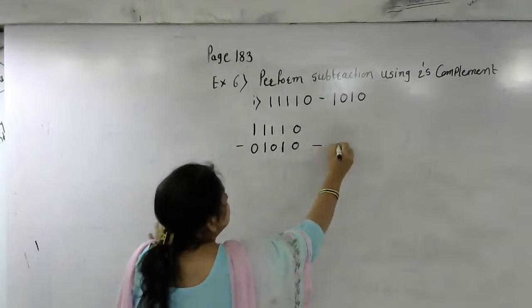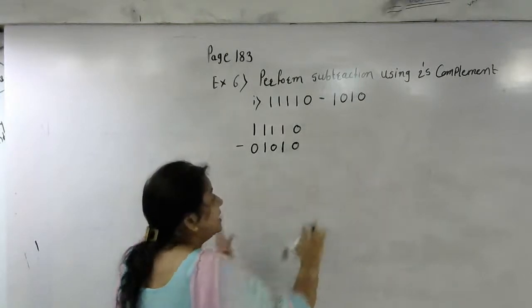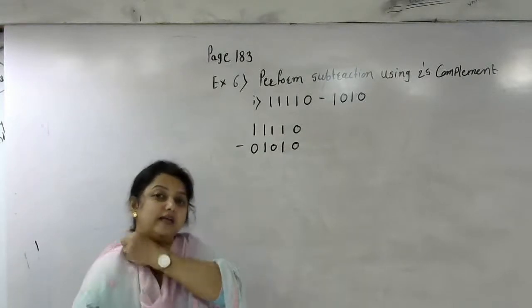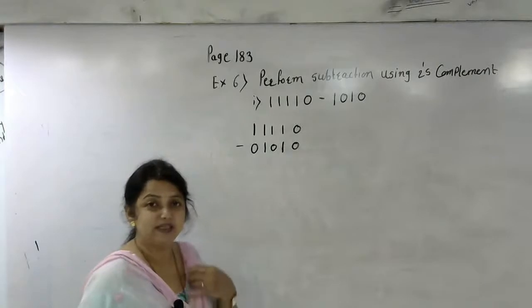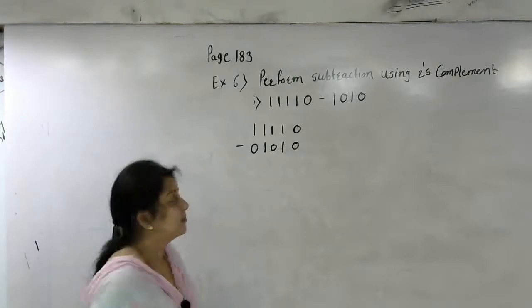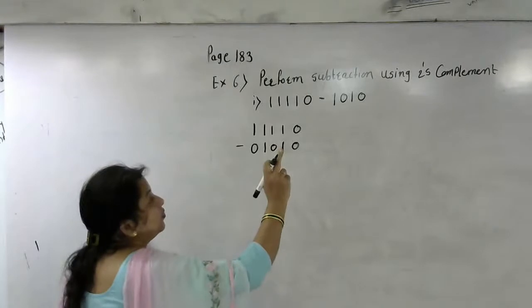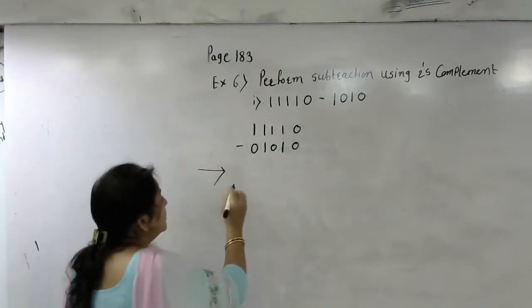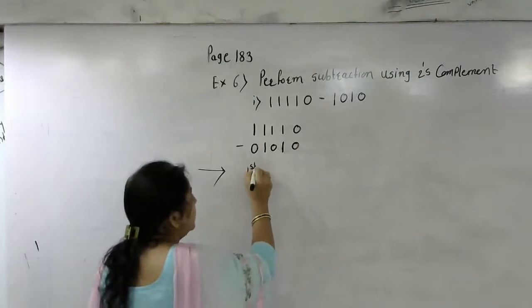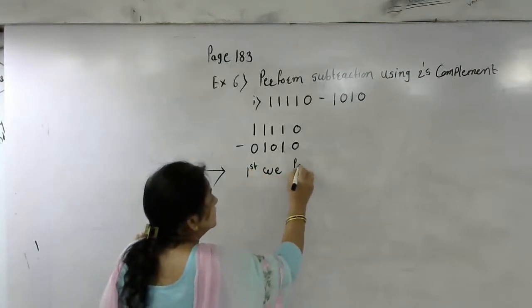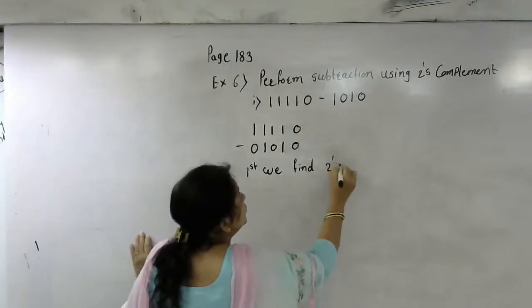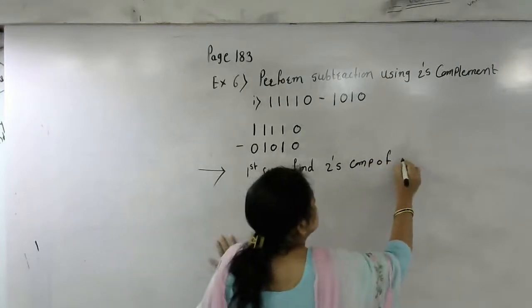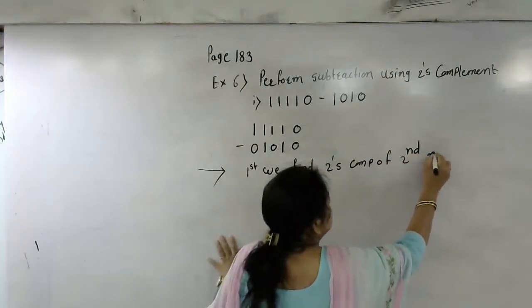So this is decimal. It is not necessary to write decimal values. When we tally the answer, at that time that conversion to decimal is necessary. That is for our understanding only. So as they say, subtract by 2's complement. So in step 1, we find the 2's complement of the second number.